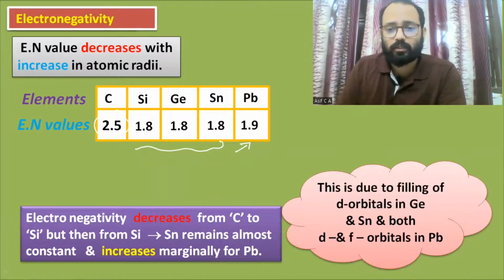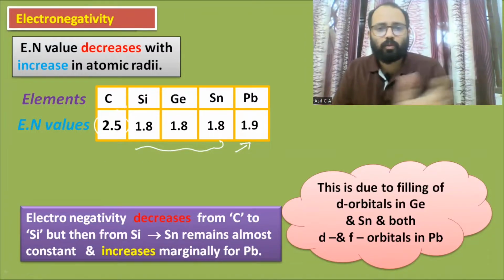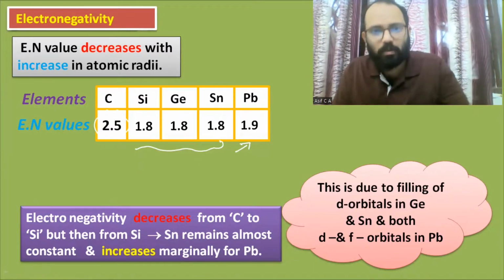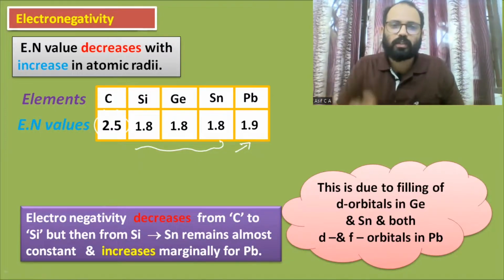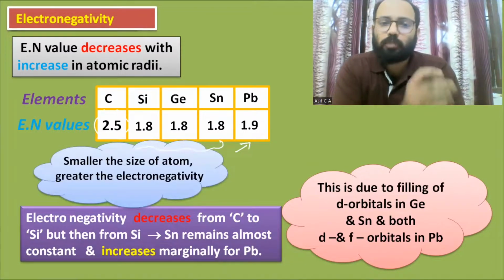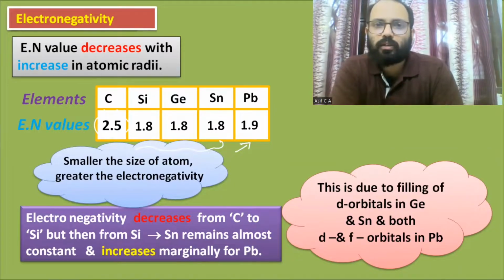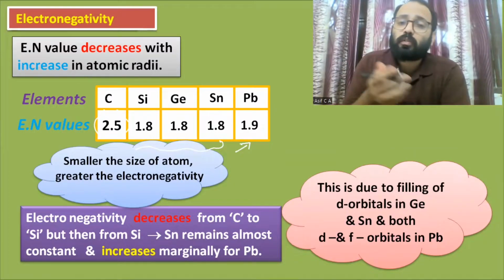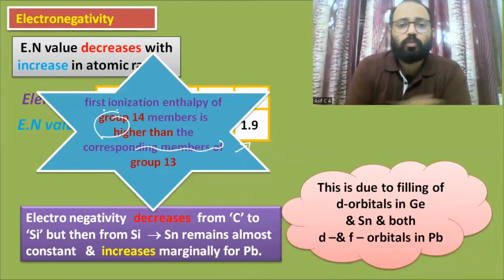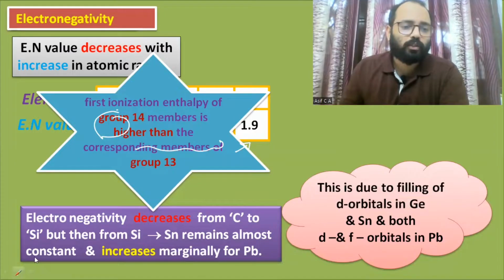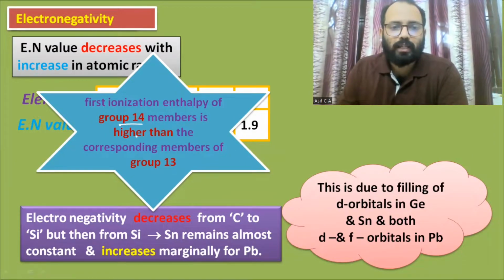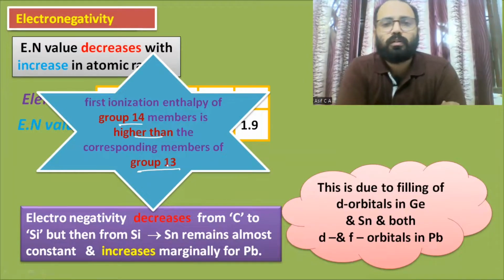That is another reason. So the electronegativity trend: carbon high, then silicon, germanium, tin about the same, and then at lead it increases because of the presence of fully filled F orbital. Smaller the size, higher the electronegativity. Comparing this 14th group with the 13th group, group 14 has higher electronegativity than group 13.